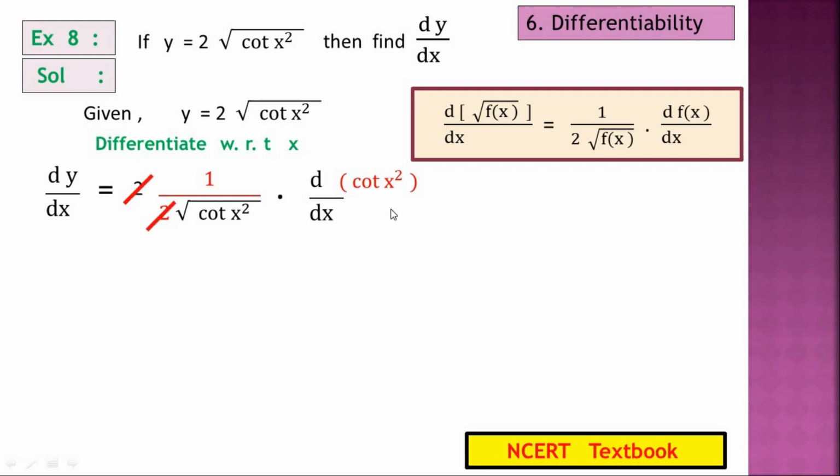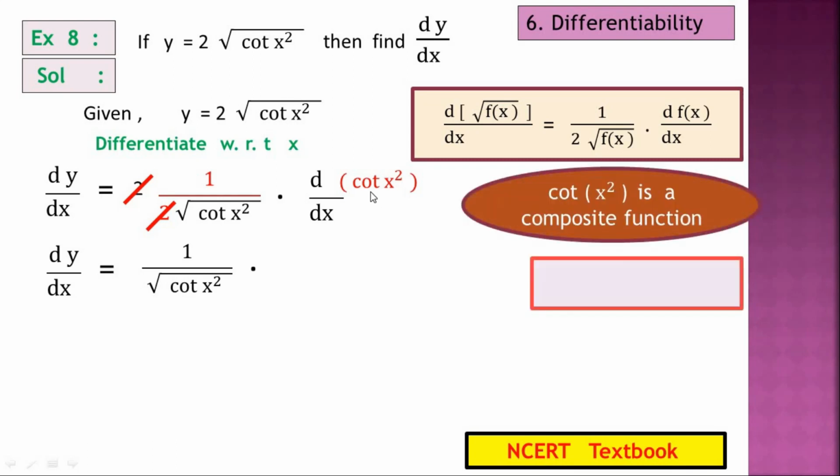Here this 2 and 2 get cancelled. So next is 1 upon root cot x square. Now I am writing the derivative for cot x square. It is a composite. Now the derivative of the main cot function: here see, the variable is x, and the derivative of the cot x function is minus cosec square of x. Now instead of x, x square is there, so you just take x square and multiply by d by dx of x square. So first you write for cot, that is minus cosec square, keep this variable as it is, into d by dx of x square.